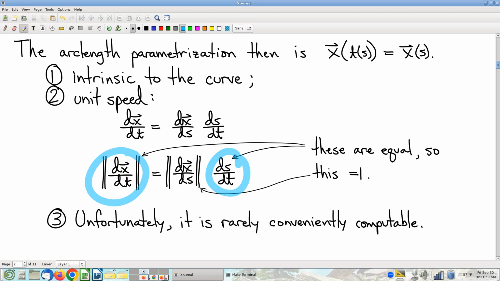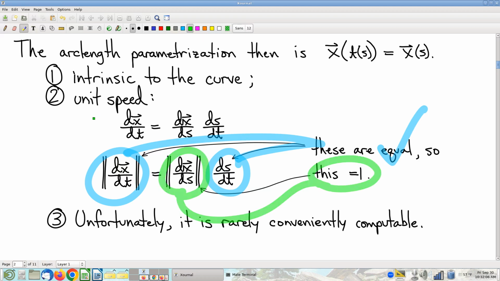This thing here, distance per unit time, is also speed. So these two things are equal. That just turns out really nicely, and therefore this is 1, and that's why we say it's a unit speed. The speed of your position changing with respect to s, change in position with respect to distance, has velocity 1. So yeah, that's also kind of cool.